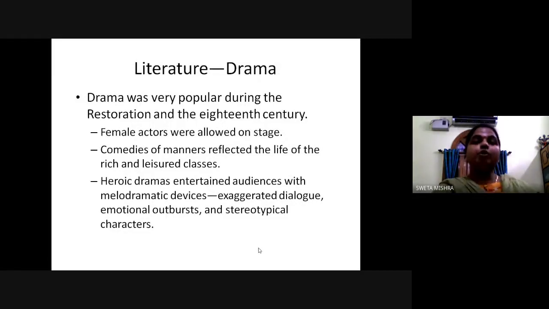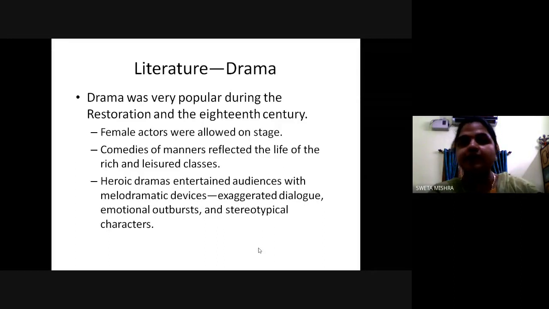Now, the most important change that took place was in the field of literature, and specifically drama. Because the theaters reopened after a long, long time. So suddenly you will find that the popularity of theaters grew. And that's the reason why drama was the most popular genre during this period. Drama became very, very popular during the Restoration and the 18th century.